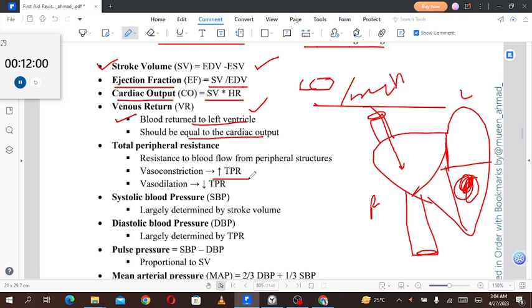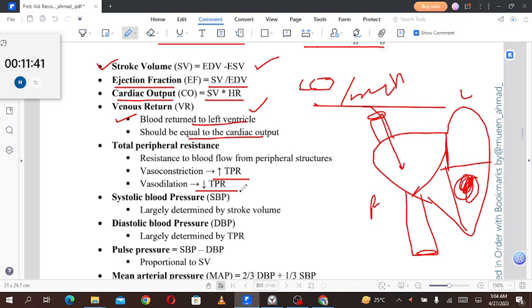Vasoconstriction increases the total peripheral resistance and vasodilation decreases the total peripheral resistance, and the maximum amount of resistance in the circulatory tree is conferred by the arterioles. Arterioles are the site of maximum resistance. So if the arterioles are constricted, the total peripheral resistance has maximum increase. If they are dilated, there is a decrease in the total peripheral resistance.